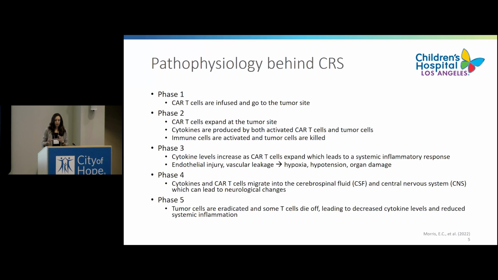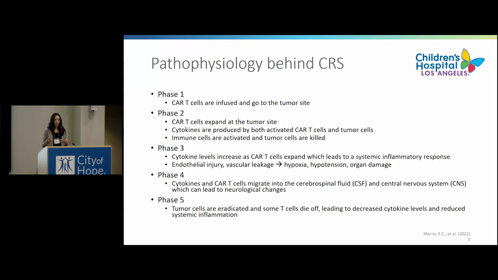So that's phase 1. Phase 2 is as these cells start to expand and activate at the tumor site. Cytokines can be produced and your T cells start to become active. During this phase, immune cells are also activated and tumor cells begin to be killed. And this is what leads into phase 3, which is where you see all the fun stuff with your patients. So phase 3 is where the cytokine levels really start to increase as your CAR T cells expand. And this is what leads to the systemic inflammatory response that we see.